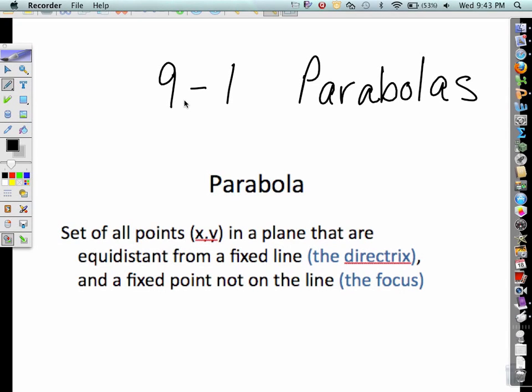Line 1, and we are going to be doing our first type of conic section, graphing them, looking at their equations. And the conic section we're going to look at today is called a parabola. Here is your definition of a parabola. It is the set of all points xy in a plane that are equidistant from a fixed line, the directrix, and a fixed point not on the line, which is called the focus.